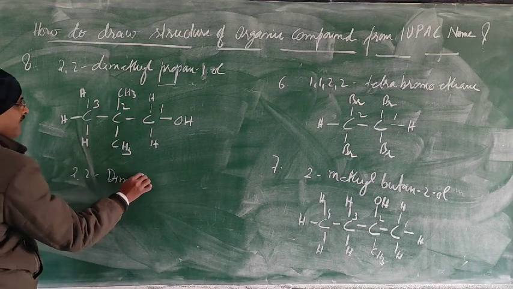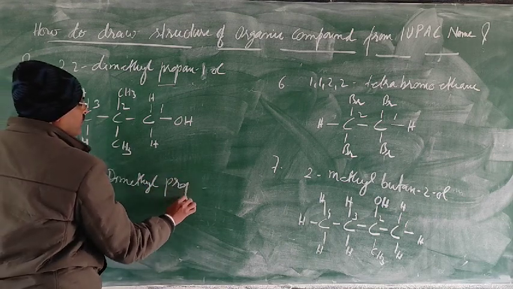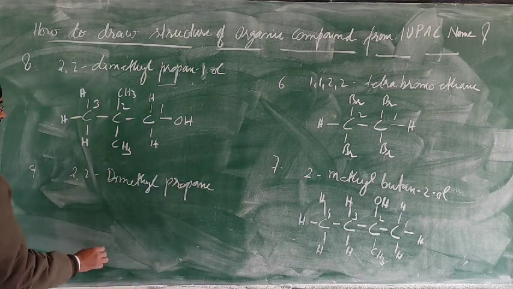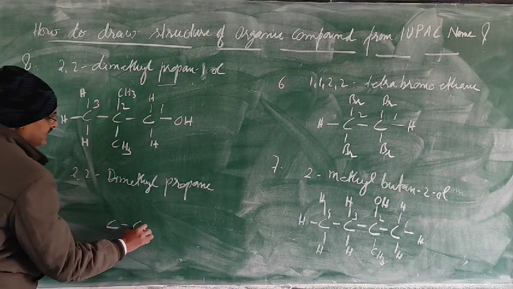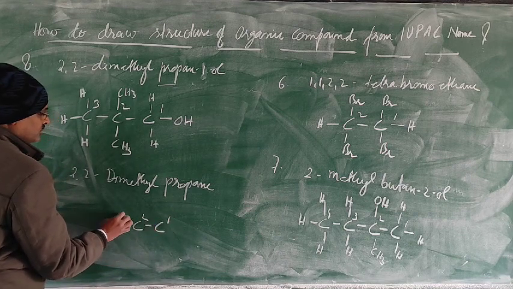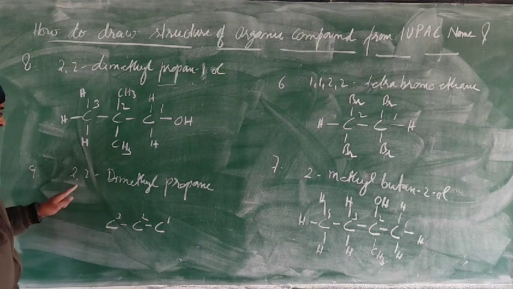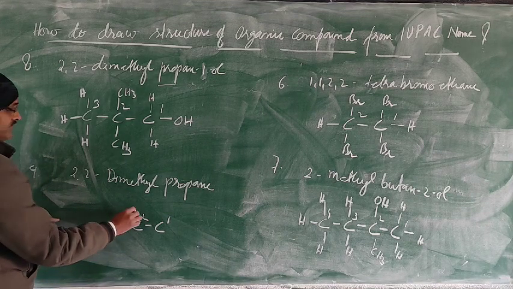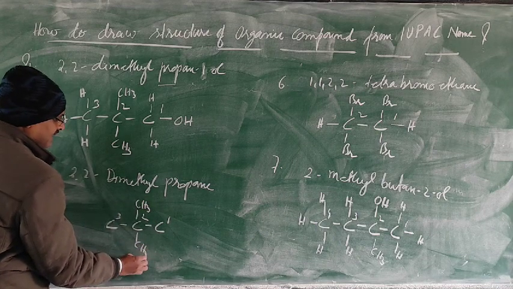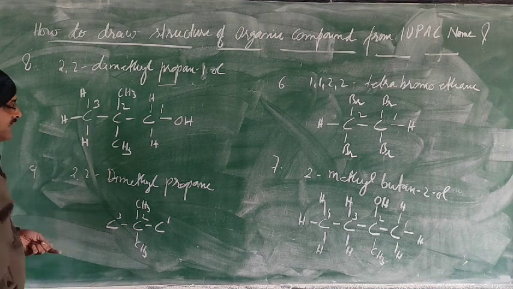2,2-dimethylpropane. Here the root word prop is given, so draw a chain of 3 carbon atoms. Now do the numbering: 1, 2, 3. Now 2,2-dimethyl is given, so on the second carbon atom, first methyl, then the second methyl again on the second carbon atom. Now fill the rest of the valences with hydrogen atoms.